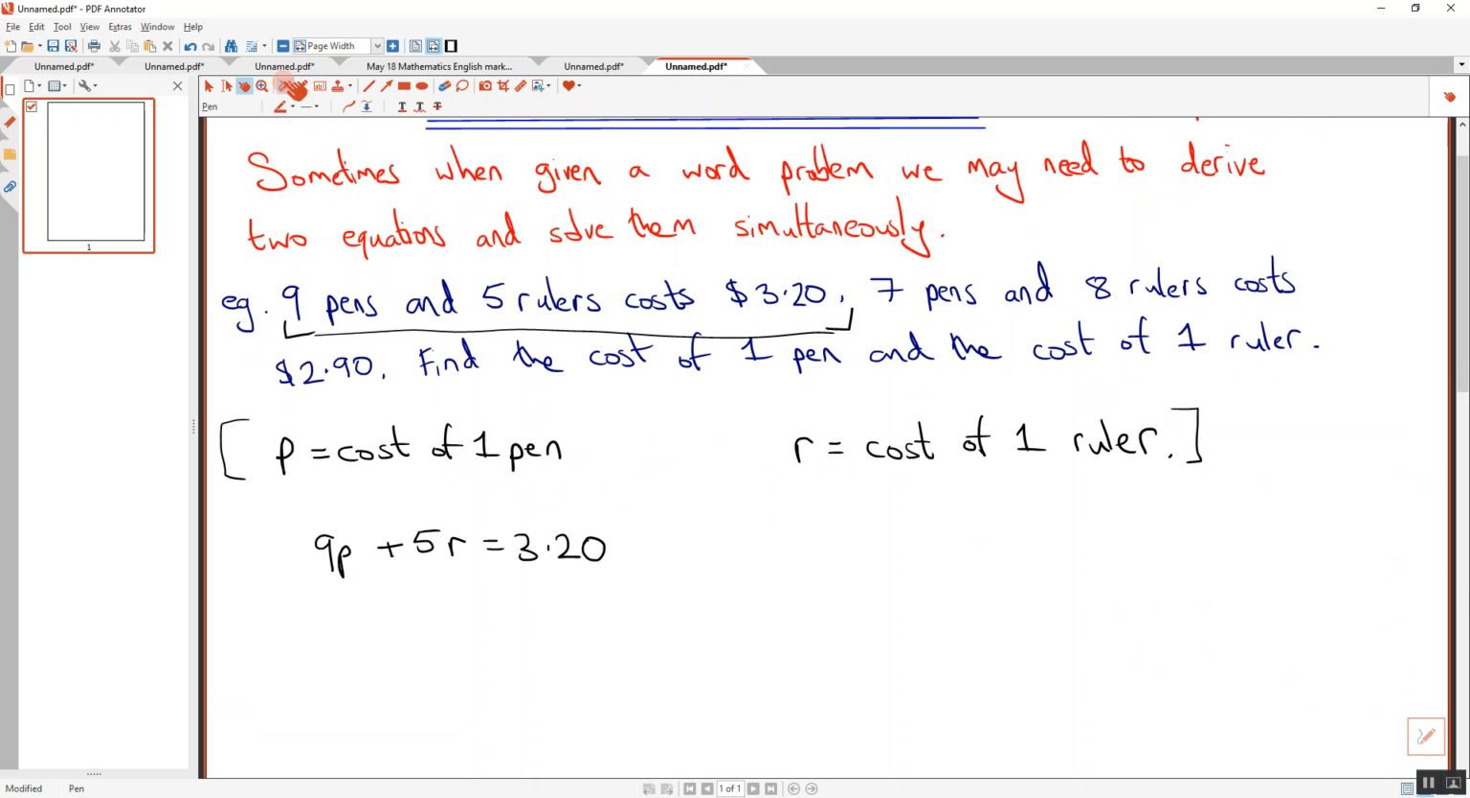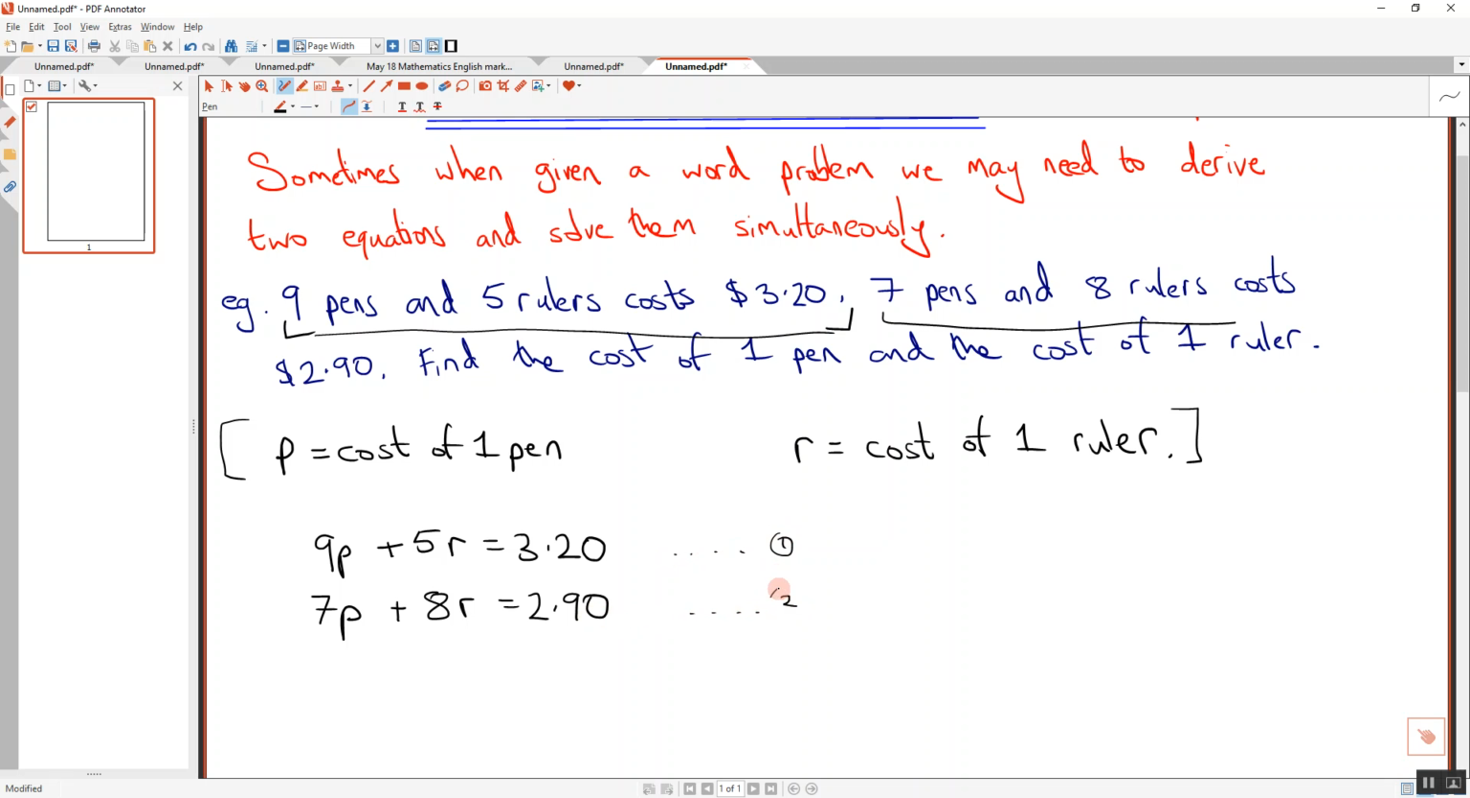Okay, so that's our first equation. Our next equation is somebody else. So our second equation using this information, Damon. 9p plus 8r. So 7. Yep, 7p plus 8r equals 2.90. Right, 7p plus 8r equals 2.90, okay? So we've got how many equations? 2. We've got 2 unknowns, okay?